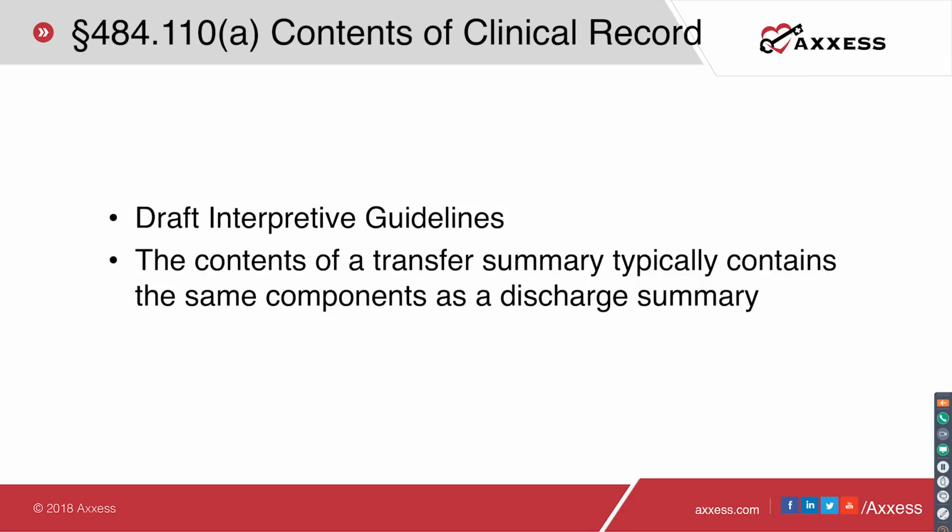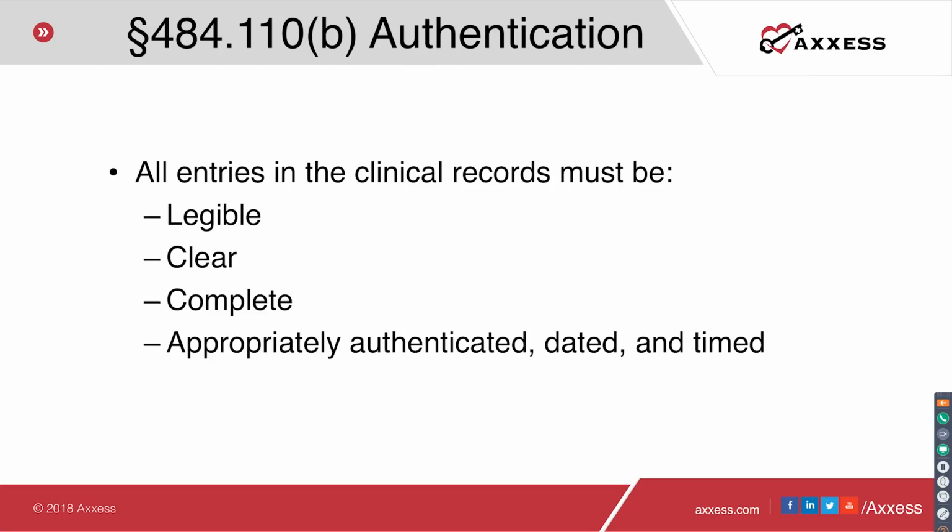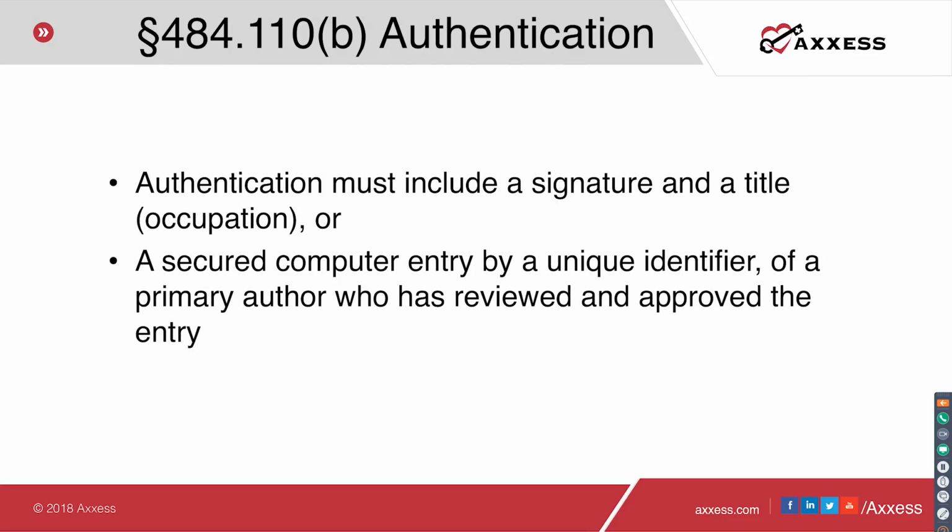Authentication we see at 484.110B, and we're getting ready to wrap up, so just be patient. I'm almost done. We see here, and as I was just mentioning with the paper charting, that all entries in the clinical records have to be legible, it has to be clear, it has to be complete, and it has to be appropriately authenticated, dated, and timed. Authentication must include a signature and a title or the occupation, or a secured computer entry by a unique identifier of a primary author who has received, reviewed, and approved of that entry.